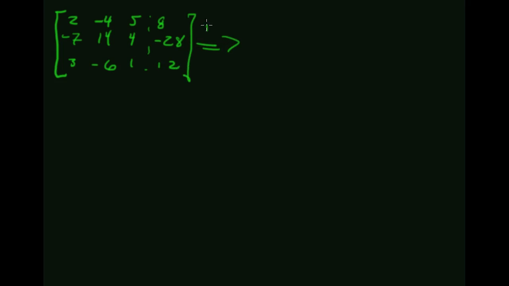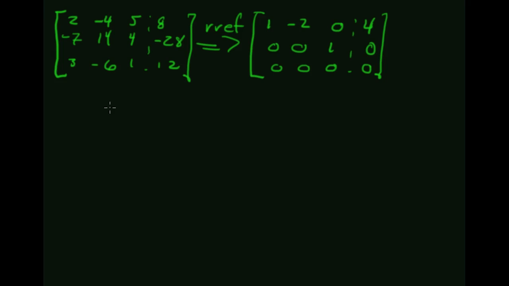Alright, so let's look at the system in problem number 4. This yields the matrix 2, negative 4, 5, 8, negative 7, 14, 4, negative 28, 3, negative 6, 1, 12. And if I perform Gauss-Jordan here, I end up with 1, negative 2, 0, 4, 0, 0, 1, 0, 0, 0, 0, 0.